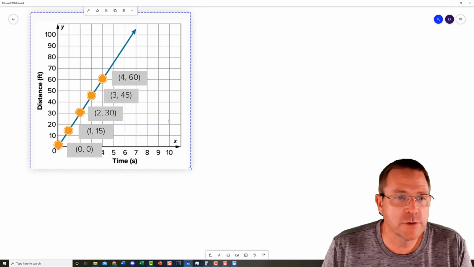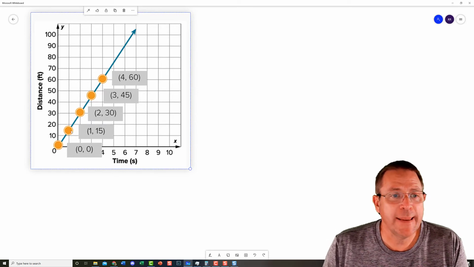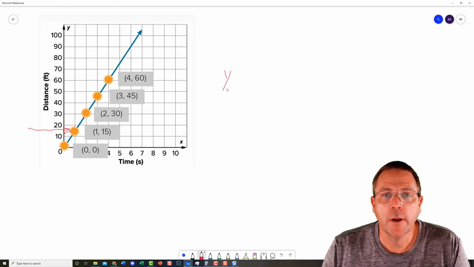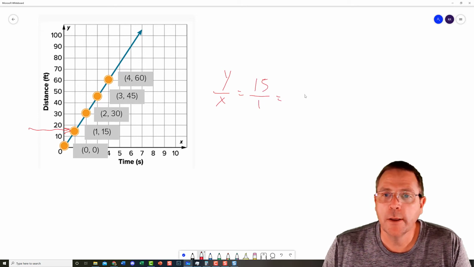This one is actually pretty easy. We can pick any point we want other than 0,0. So the smart choice is going to be to pick that point right there, the 1, 15. When you do your y over x, your y value is 15, your x is 1, that means your constant of proportionality is 15.